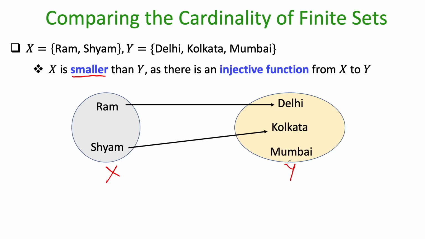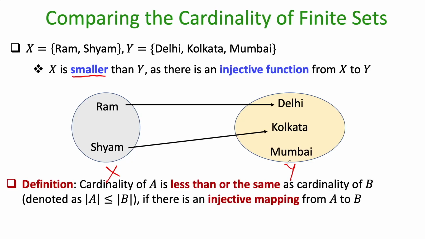That automatically ensures that the number of elements in the set Y has to be at least as large as the number of elements in the set X. So based on this example, I can give the following definition. I can say that the cardinality of the set A is less than or the same as the cardinality of set B, and we use this notation, the cardinality of A less than or equal to the cardinality of B, provided there is an injective mapping from the set A to B.